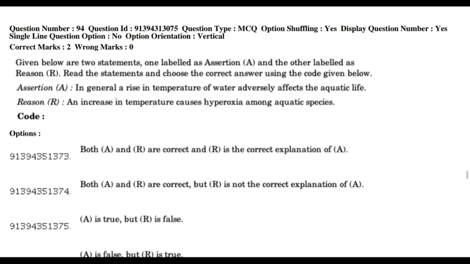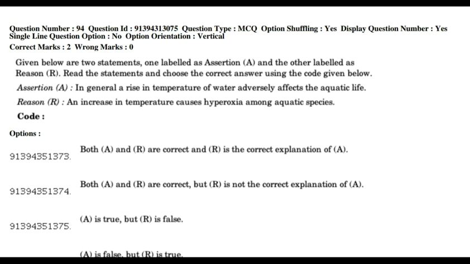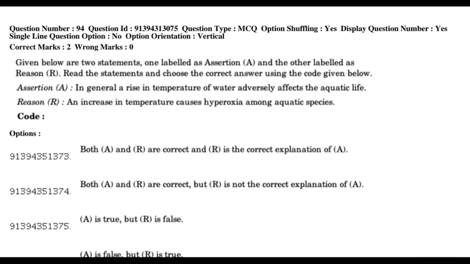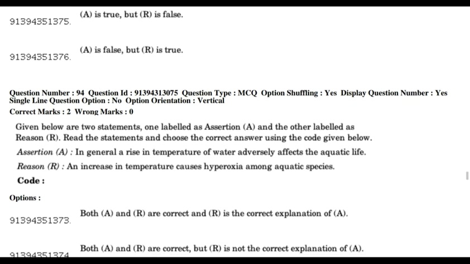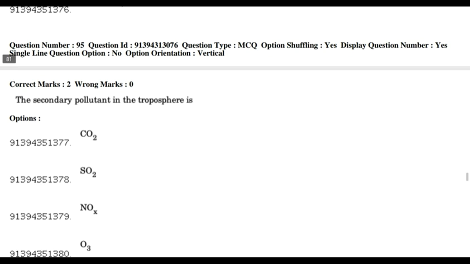Next, assertions and reasons are given. So in general, a rise in temperature of water adversely affects the aquatic life. An increase in temperature causes hypoxia among aquatic species. So the right answer is A is true, but R is false.